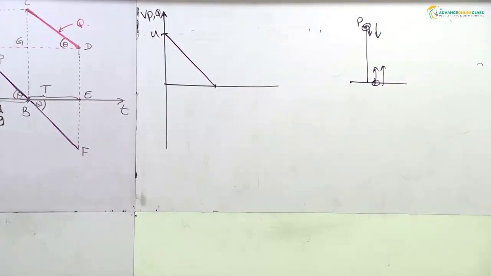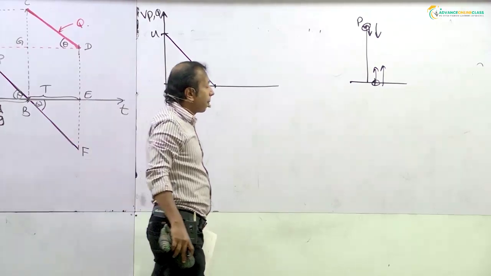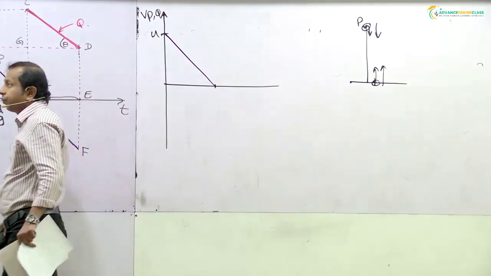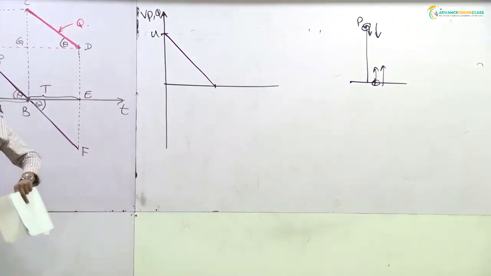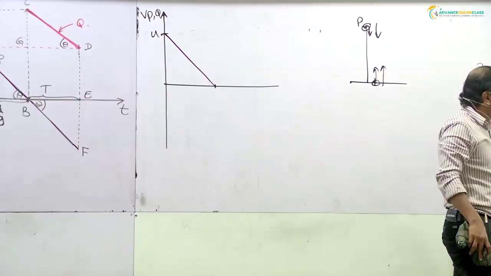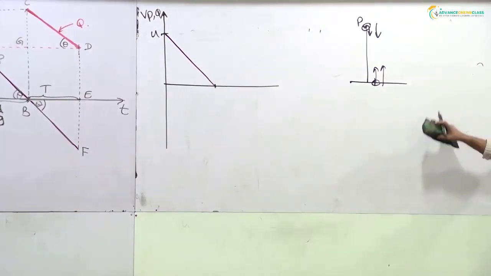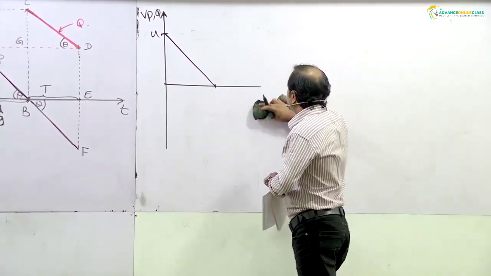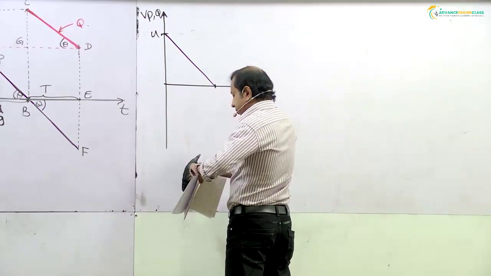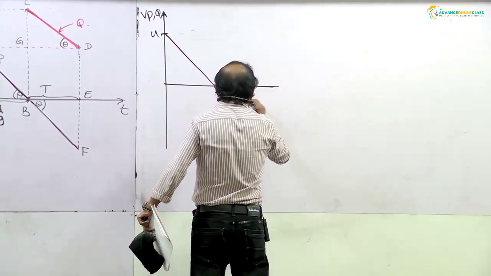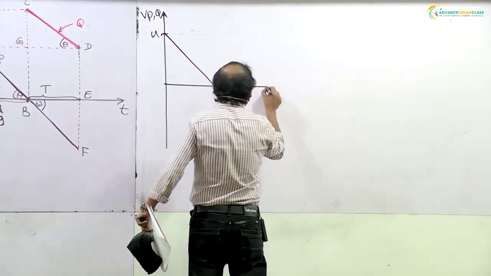By the VT graph of P relative to Q, the gradient of the graph gives the acceleration of P relative to Q.